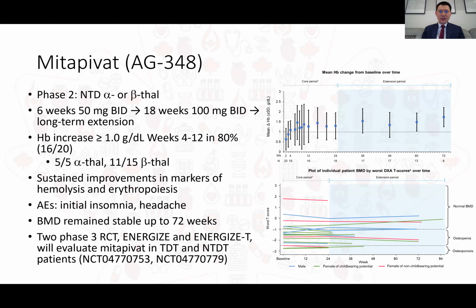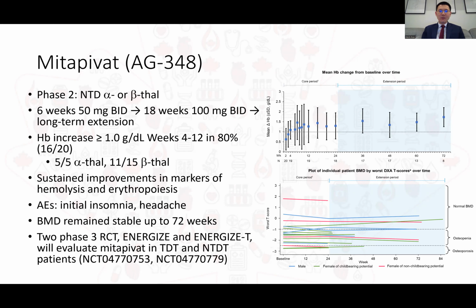In the phase 2 study of non-transfusion dependent alpha or beta thalassemic patients, patients were started at 50 milligrams twice a day of mitapivat for 6 weeks, followed by dose escalation to 100 milligrams twice a day for 18 weeks, and then to a long-term extension study.